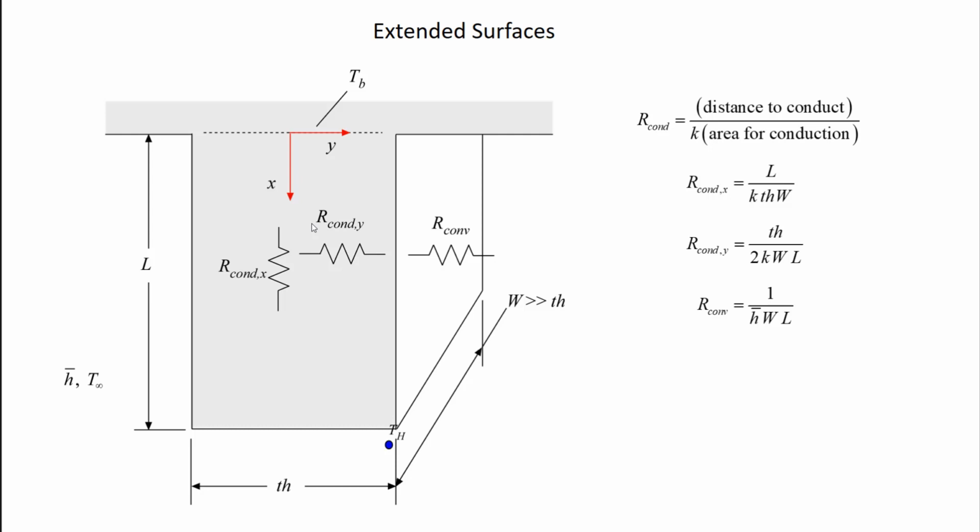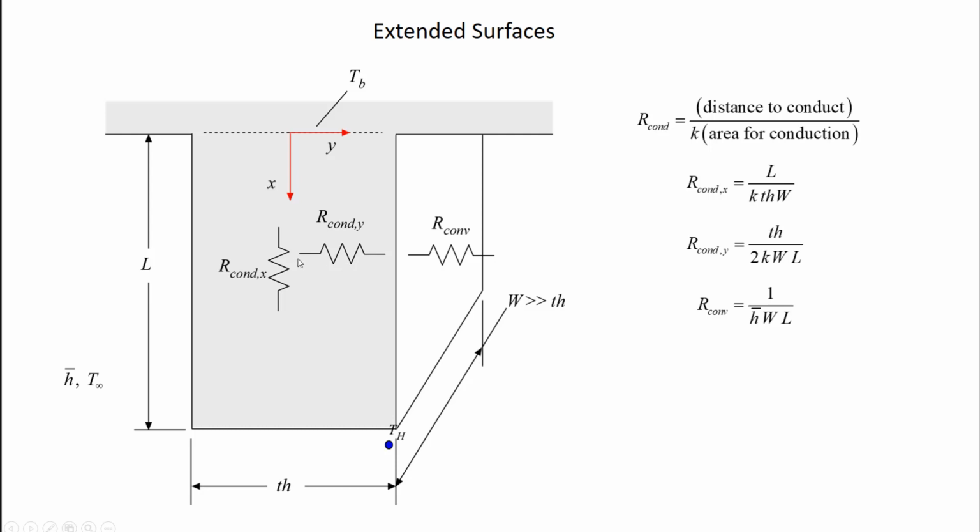So that's what we'll do: we will estimate each of these resistances, and just to reinforce, that's just an estimate, right? These are estimated quantities. If I have a conduction resistance, I said every time I have to estimate a conduction resistance, it's going to be the distance I have to move the energy, the distance to conduct, divided by k times the area for conduction. So if I'm talking about moving energy in the X direction along the fin, the distance that I have to conduct is at least approximately L, and the area for conduction is the thickness times the width, right? So L over k, and then the thickness times the width.